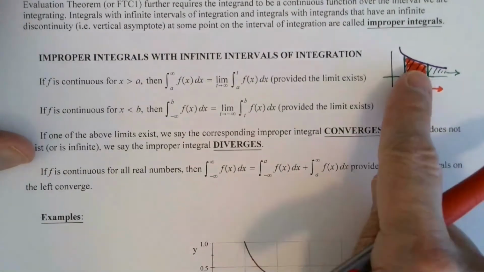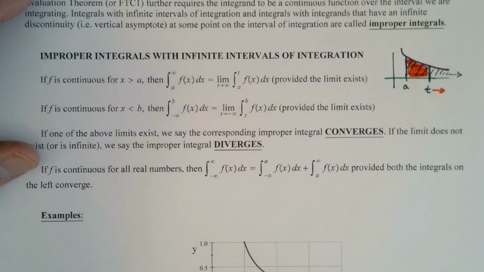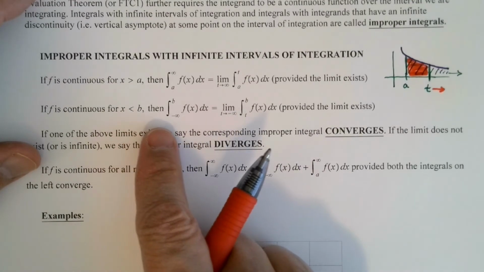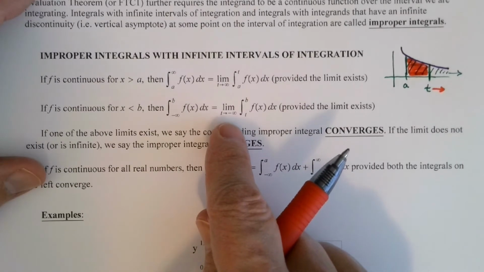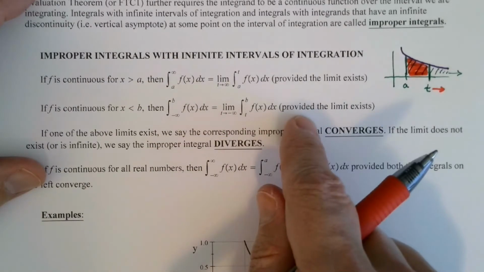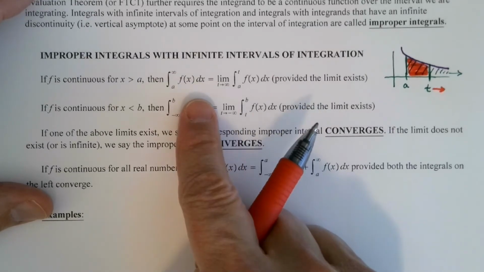Now I drew the function as being positive above the x-axis. This would still apply even if the function were below the x-axis. If we have, for a value of x less than b, the function f being continuous, and we're going from negative infinity to b, this improper integral is interpreted this way. Limit as t goes to negative infinity, notice that t is down here, to b, provided this limit exists. So the idea is we're going to evaluate the integral from t to b, which is going to be a finite interval, and we can use the fundamental theorem of calculus for that. We'll get an expression in terms of t, and then we'll take the limit as t goes to negative infinity.